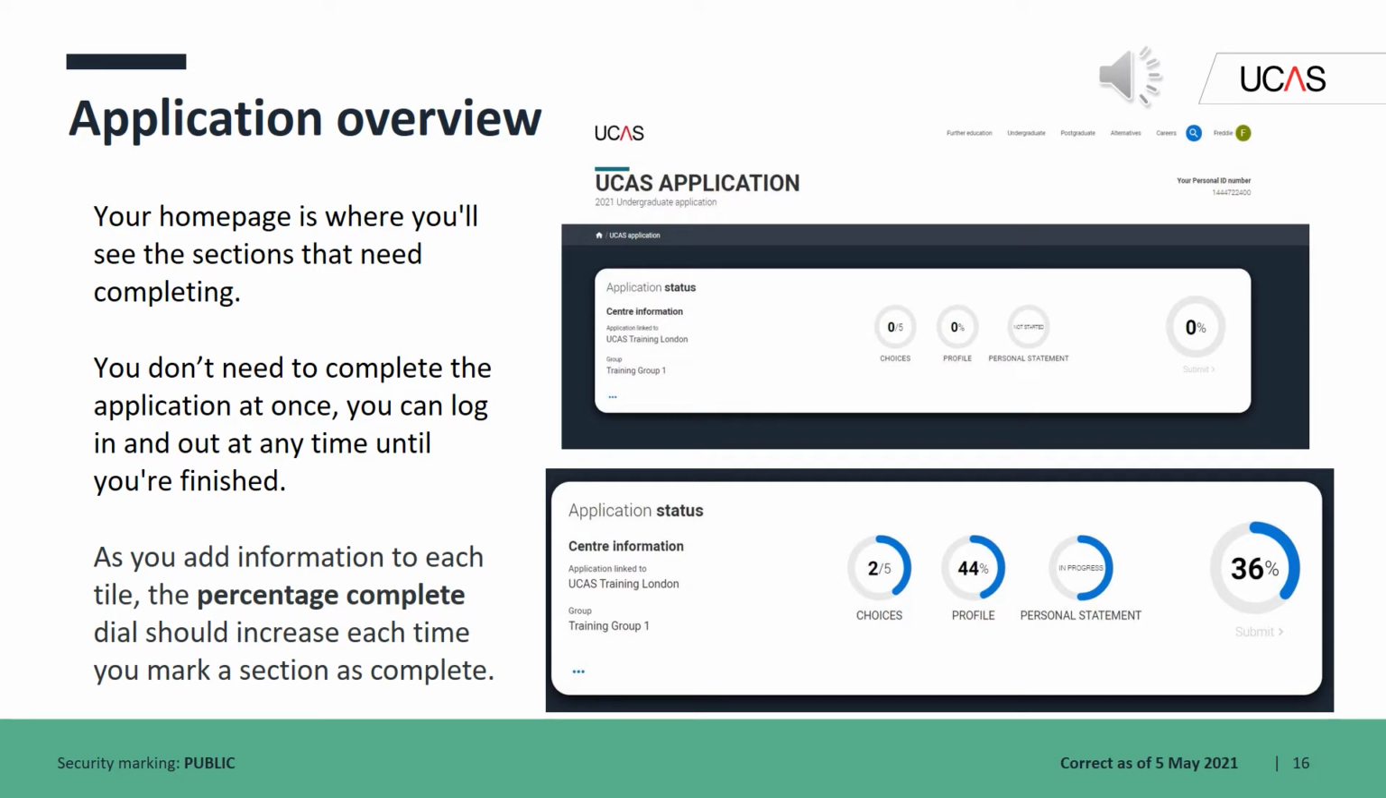The home page is where you'll see the sections that need completing. You don't need to complete the application at once. You can log in and out at any time until you're finished. As you add information to each tile, the percentage complete dial should increase each time you mark a section as complete.